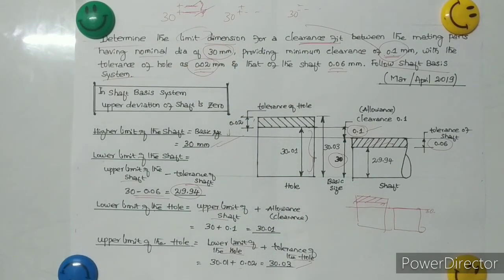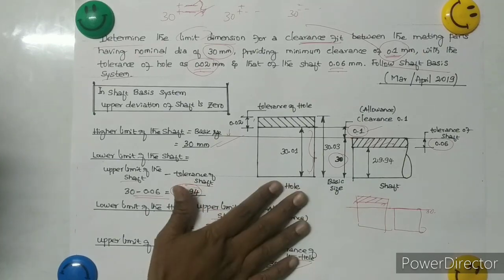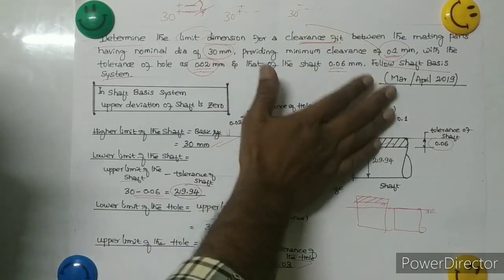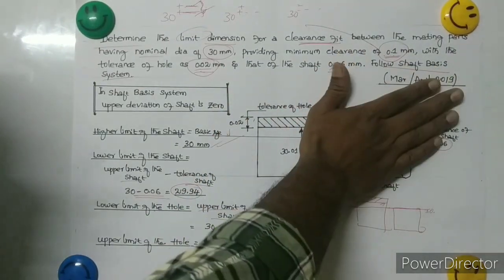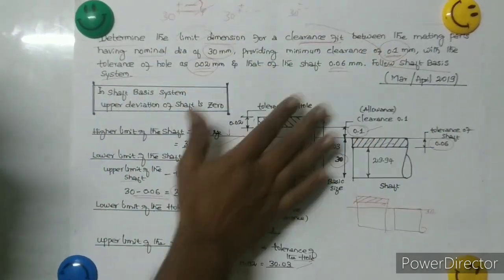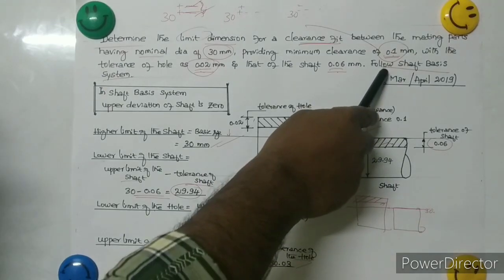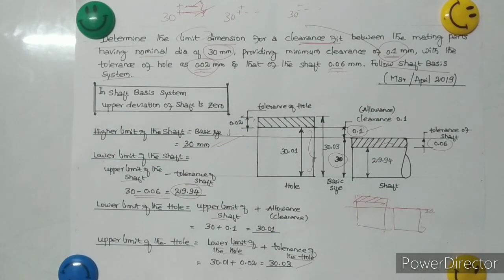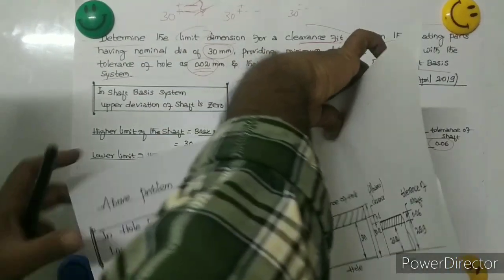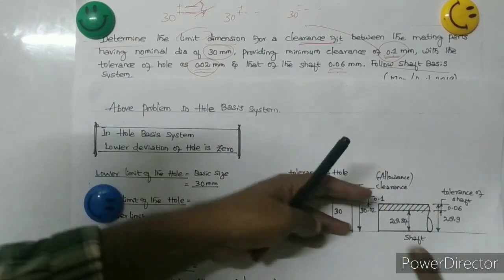In the exam they may ask you to follow either the shaft basis system or the hole basis system. So for your help, I have done the same problem for the hole basis system as well, with the same values. In case the exam asks for the hole basis system, what to do? I have taken that as the example. Just see this same question.